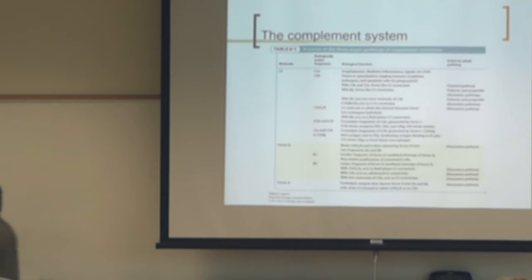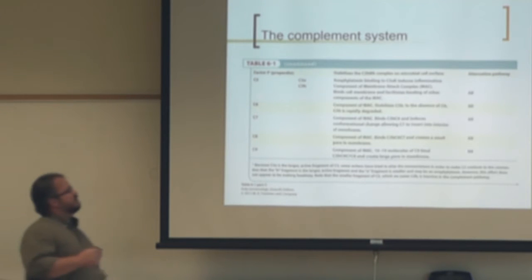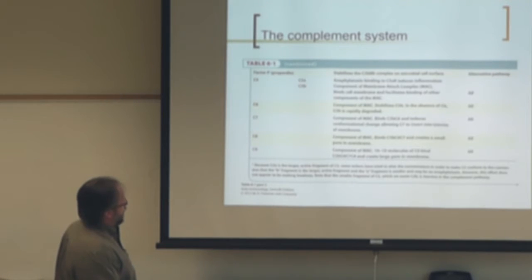So let's see, what else do we have? Then we have C5. Now we have a C5 convertase that is formed by another C3 subunit binding to that C3 convertase, and now the C5 convertase converts C5 to C5a and C5b, and these will form this MAC, the membrane attack complex.